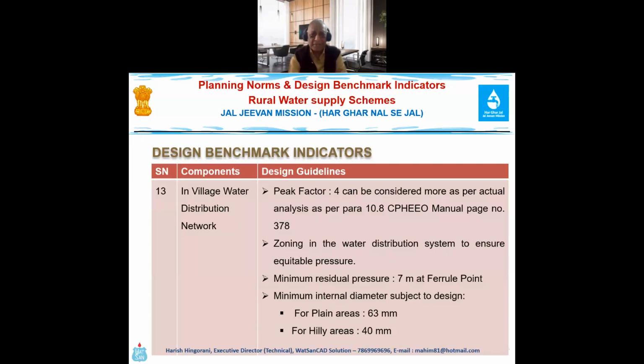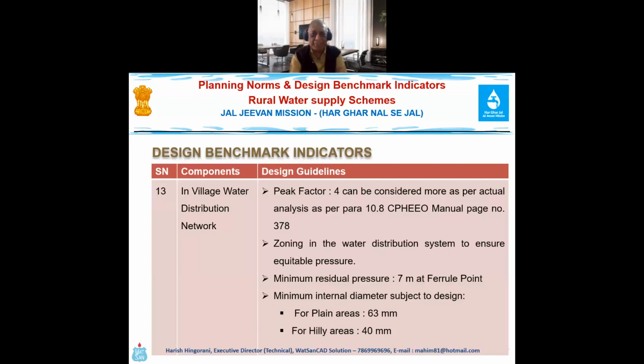But try to keep it as suggested in the JJM guidelines, that on an average, as per design, it may be 7, 8 or 9. But most of the states are considering 12, 15, 18, which is not desirable, because I have to give the water in the premises of the household, not beyond that.